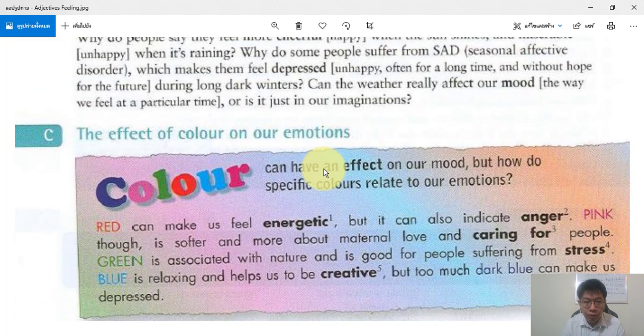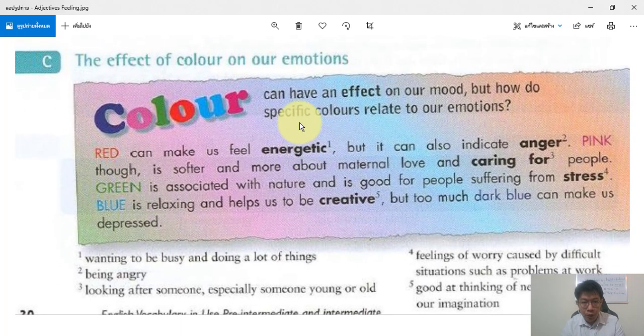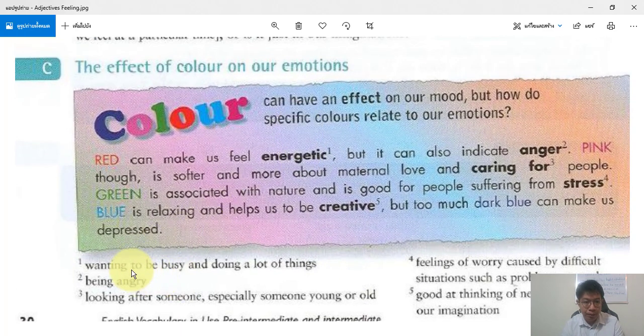And below here, there are 4 or 5 more adjectives to go. They are adjectives related to emotions. Just like energetic. If you want to know the meaning, you can take a look below here. Energetic means wanting to be busy. Number 2, anger. Anger is a noun, it's not an adjective. Creative is an adjective. Caring for is also an adjective. Caring for means looking after someone. You can look at the numbers respectively. And creative, number 5, good at thinking of new ideas.